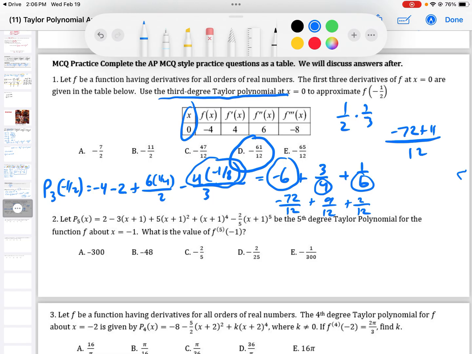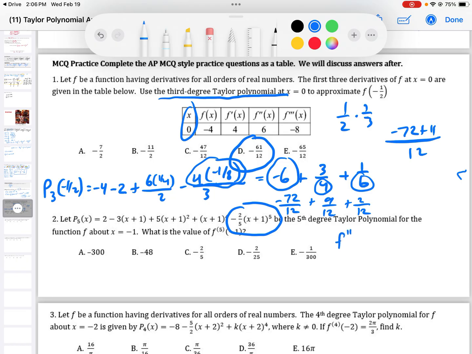Next one. Let the fifth degree Taylor polynomial equal this for the function around x equals negative 1. So since it's plus 1, it's negative 1. What's the value of the fifth derivative evaluated at -1? So what I'm going to really use here is my understanding of how this term was built.